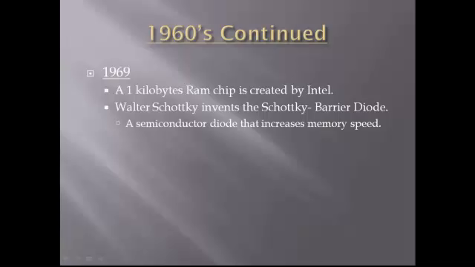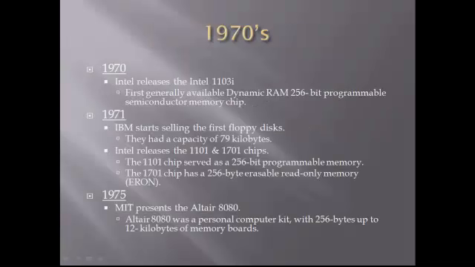Also, Walter Shockley invents the Shockley-Boulay diode, a semiconductor diode that increases memory speed. 1970, Intel releases the Intel 1103, the first generally available dynamic RAM 256-bit programmable semiconductor memory chip. And then in 1971, IBM starts selling the first floppy disk with a capacity of 79 kilobytes. And that same year, Intel releases the 1101 and the 1701 chips. The 1101 served as a 256-bit programmable memory, while the 1701 chip offered a 256-byte erasable read-only memory.